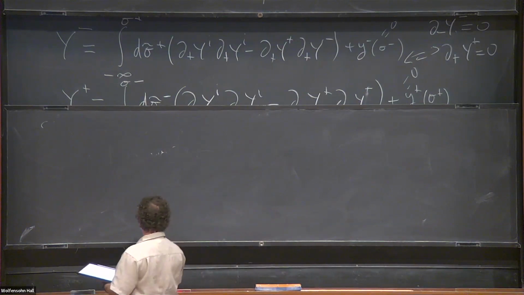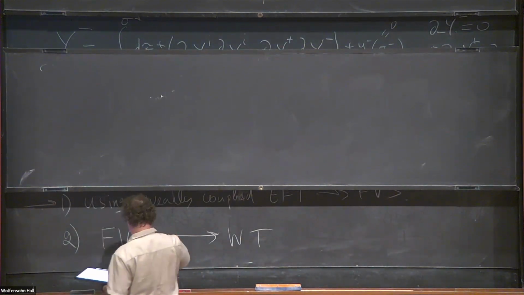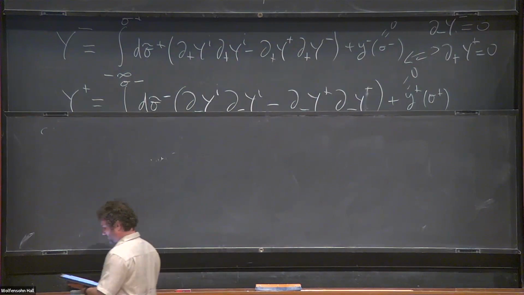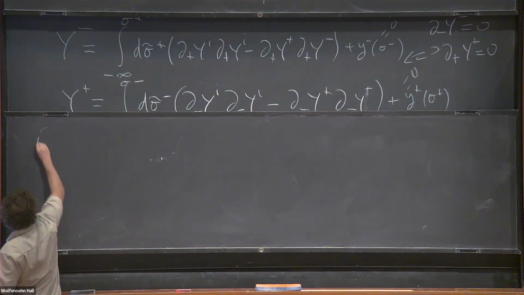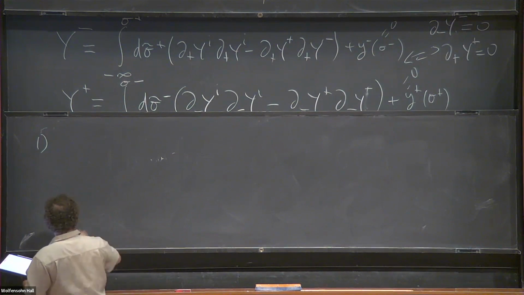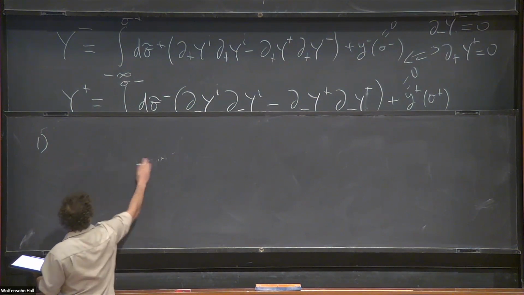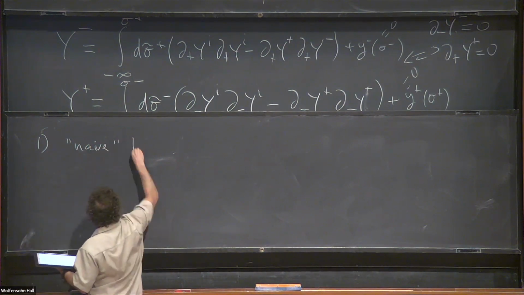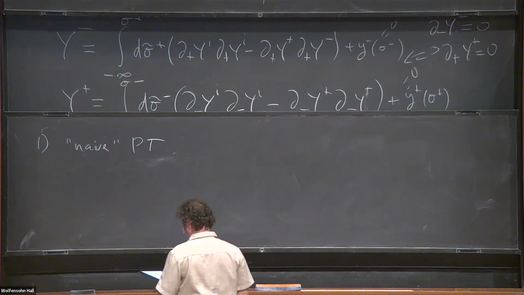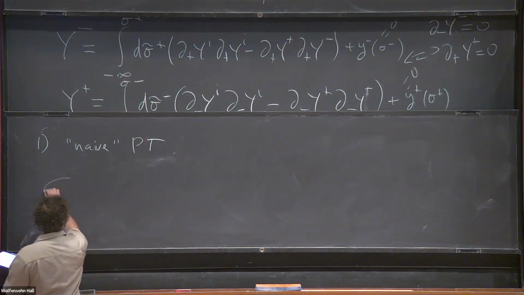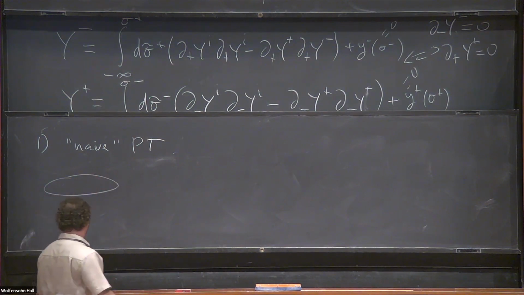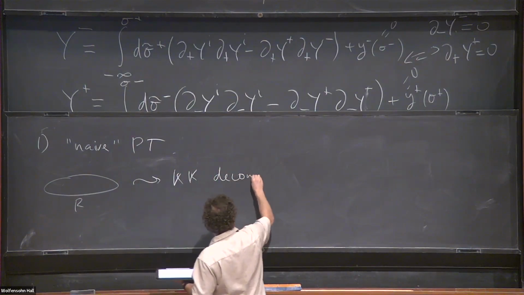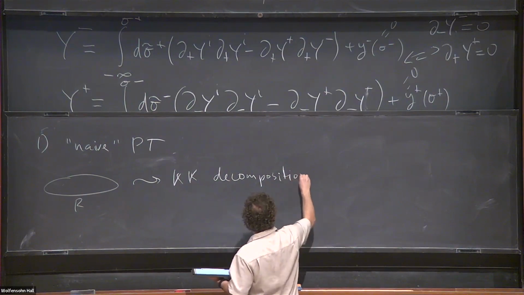So yeah, let me say now a few words about this one. There are two approaches which one may follow. One is what people traditionally were using in these studies, which I would call naive perturbation theory. Namely, one has a theory on a circle of size R. One does a KK decomposition. So we have an action, our effective field theory, which at leading order is just given by the Nambu-Goto action.